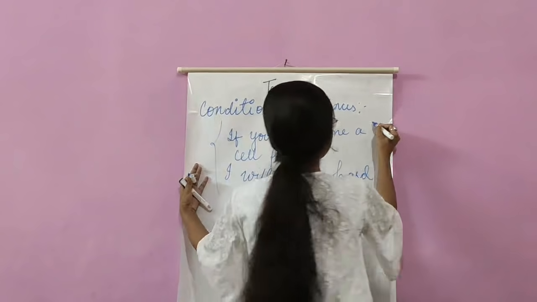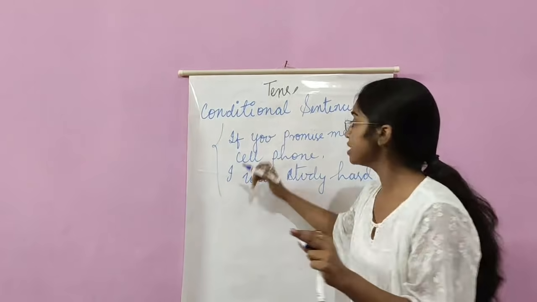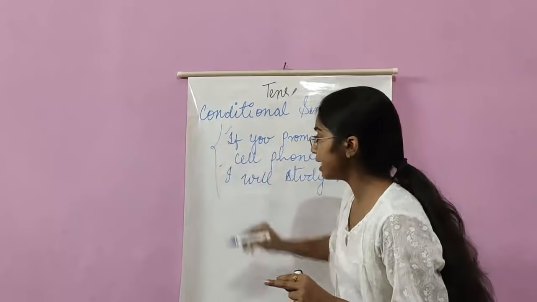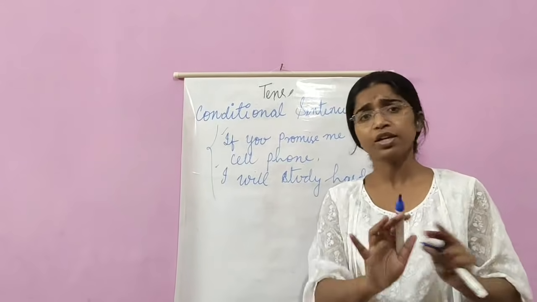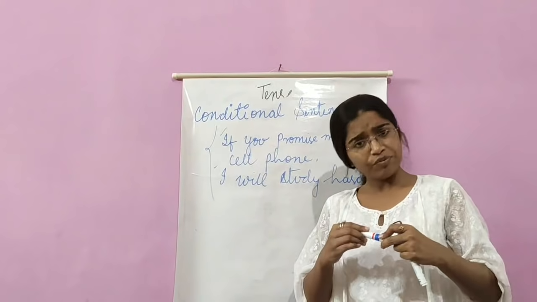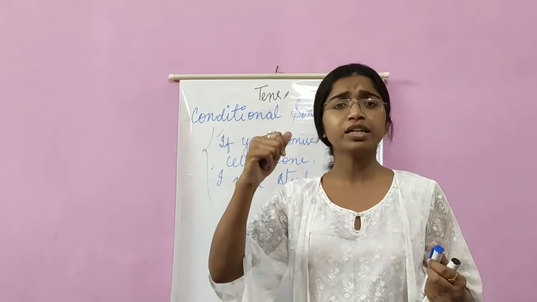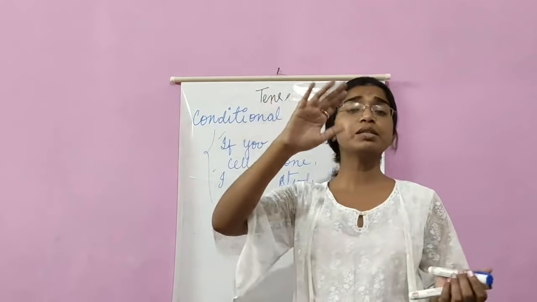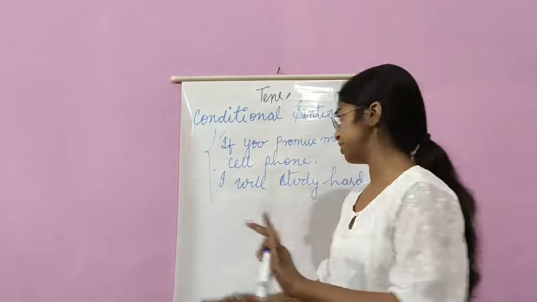Now, this particular statement has got two clauses. The first is, if you promise me a cell phone. The second clause is, I will study hard. I hope you know what clauses are, so I won't go into detail. We will discuss clauses again in detail when we are dealing with subordinating conjunctions, and when we are discussing simple, compound and complex sentences. So right now I am not going into detail of it.